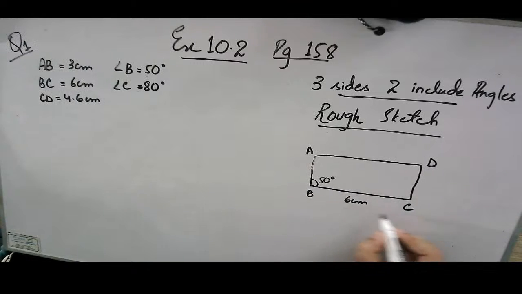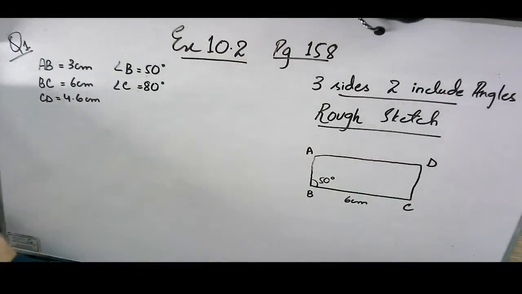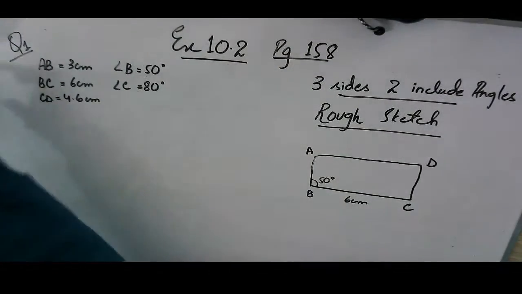Why are we taking BC as a baseline? Because BC is the baseline because the angles are given on this.